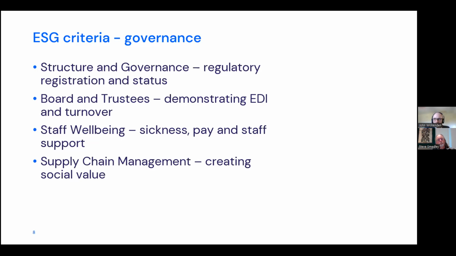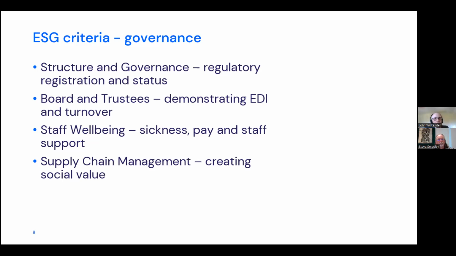There's even a question that says, is your chief executive and chair a different person? So they're quite basic, but it's amazing how many landlords were unable to answer that question and then publish the information on their website, which is something I'll come on to later on.